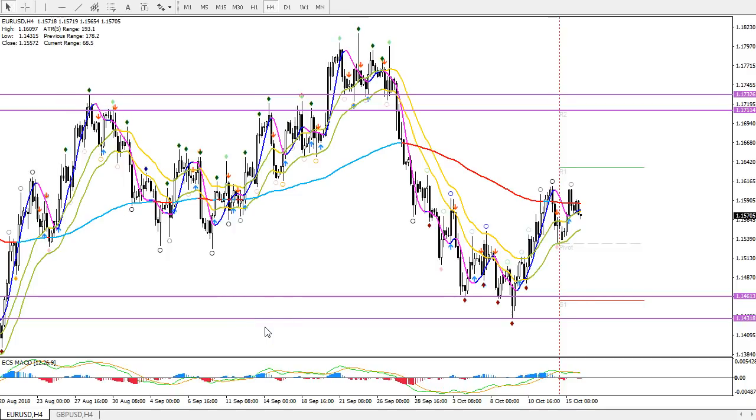Alright, let's start with the euro dollar. This is a 4-hour chart, and I think that the purple lines indicate the range zone. So anytime price stays below or in between these lines, I should say, that this is a range.